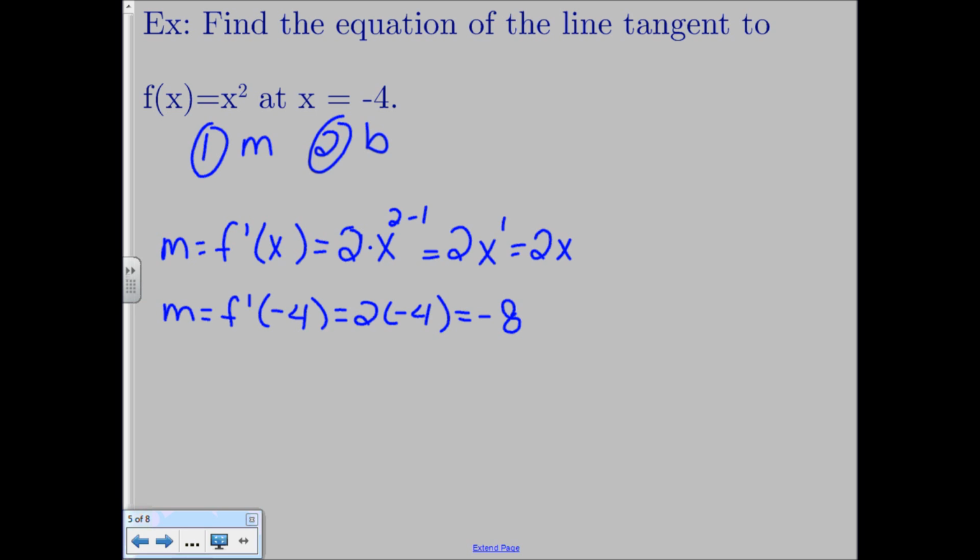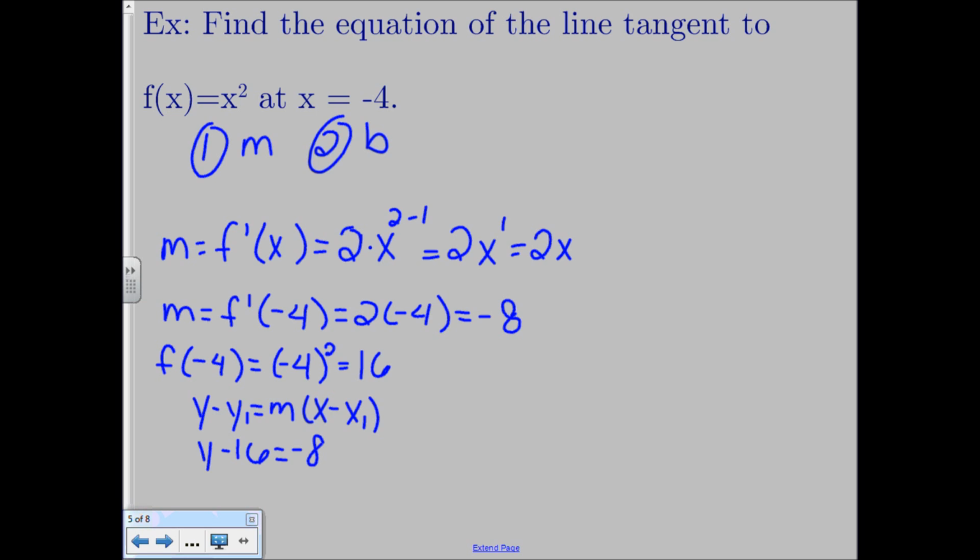So in order to plug into our point slope form, or that y minus y1 equals slope times x minus x1, we should plug that negative 4 into our original function and find our y-coordinate. So when we do that, we do f of negative 4, so we get negative 4 squared, which is positive 16. So now we can plug into this. So we get y minus 16 equals negative 8 times x minus negative 4, or plus 4.